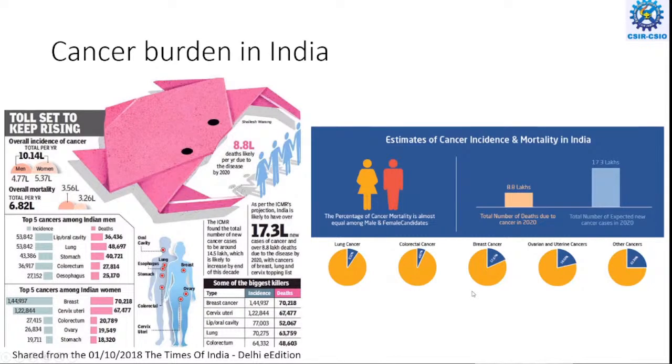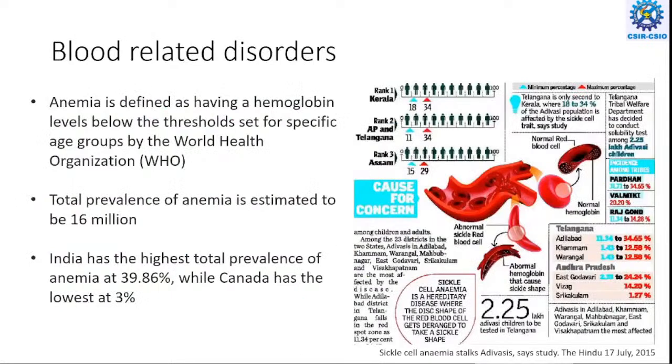Another is blood disorders. As we know, anemia is very common in India, with about 39.86% of reported cases of anemia in the world, whereas in other countries like Canada, it is only 3%. This is another report from The Hindu. That shows the alarming situation of this kind of disease. Even other diseases like malaria and sickle cell anemia are very common. Sickle cell is common in Adivasi populations, which is reported here on the right side: Kerala, Andhra Pradesh, Telangana, Assam, and all those regions.